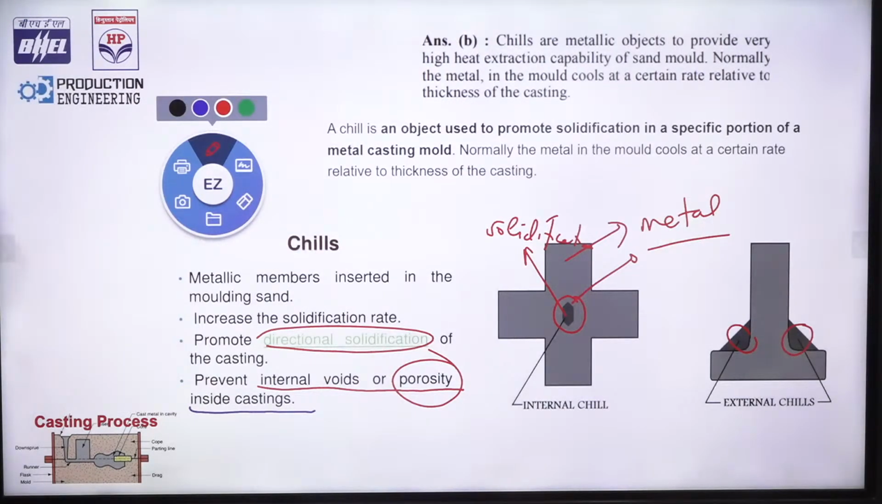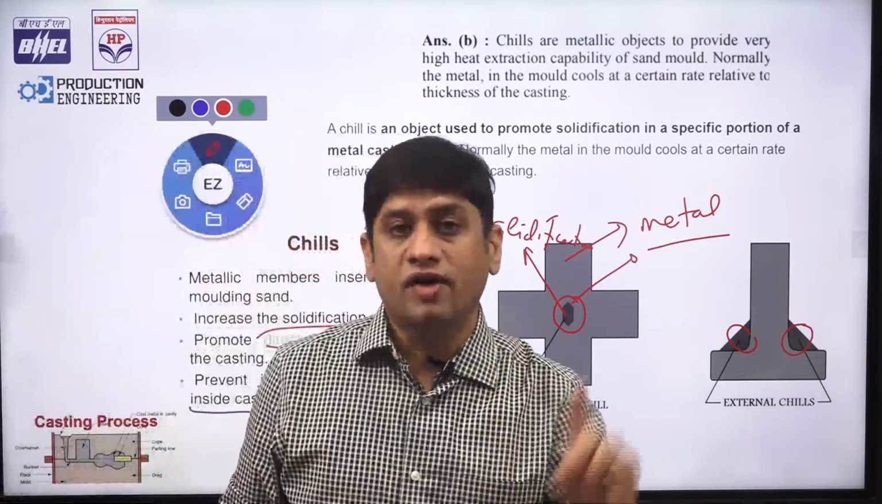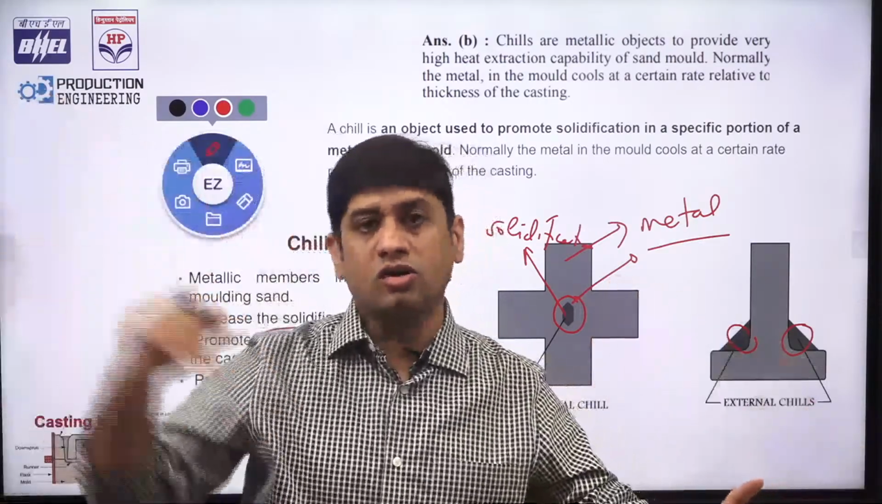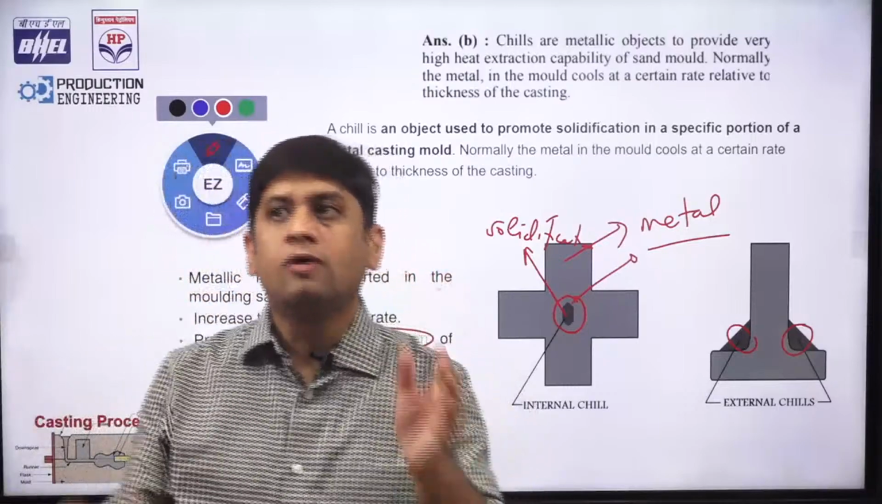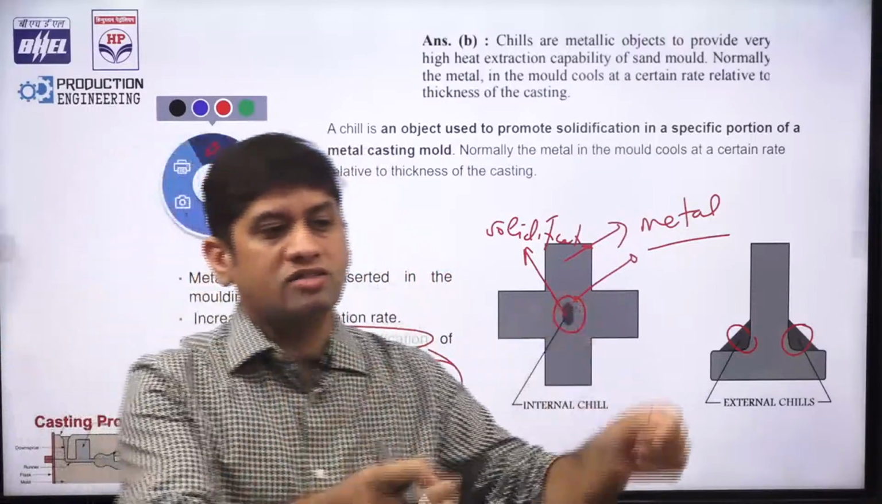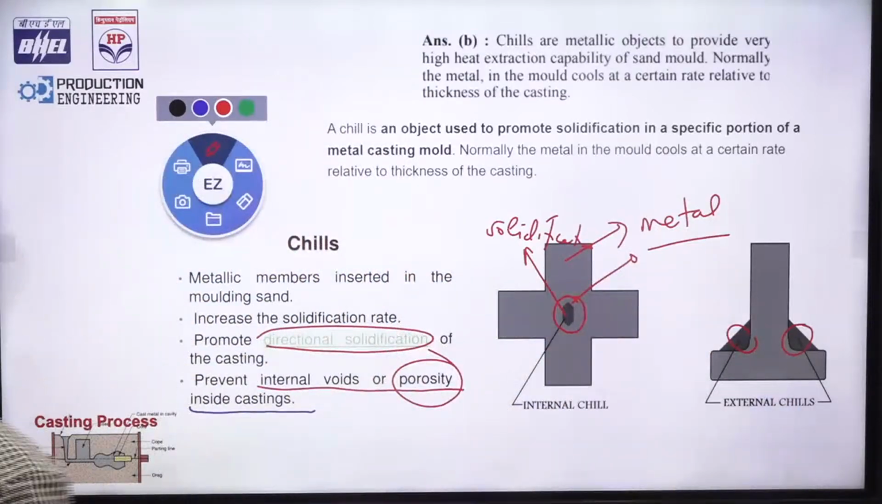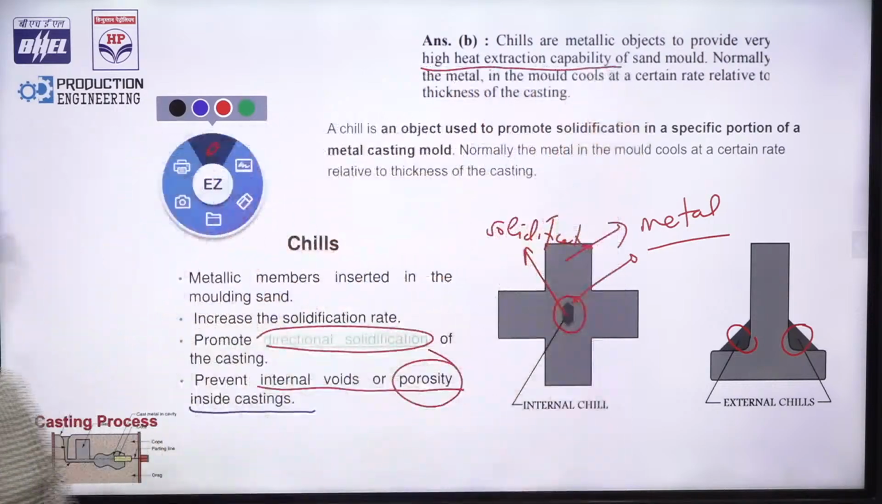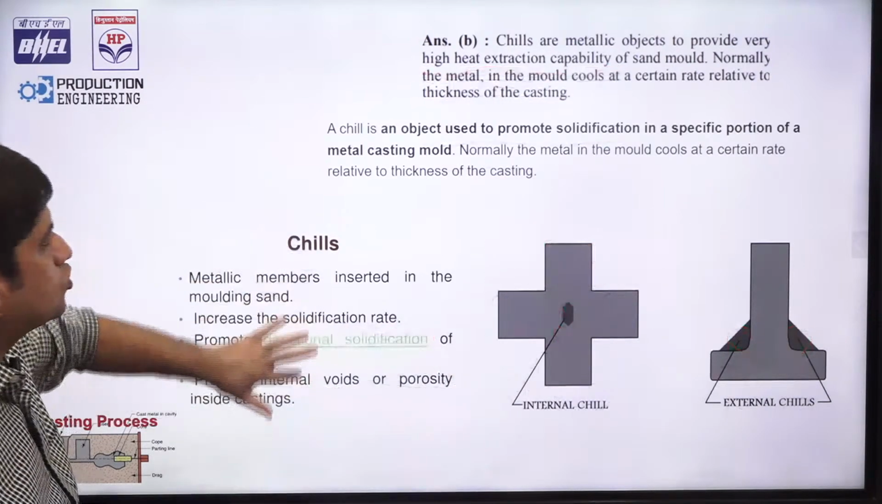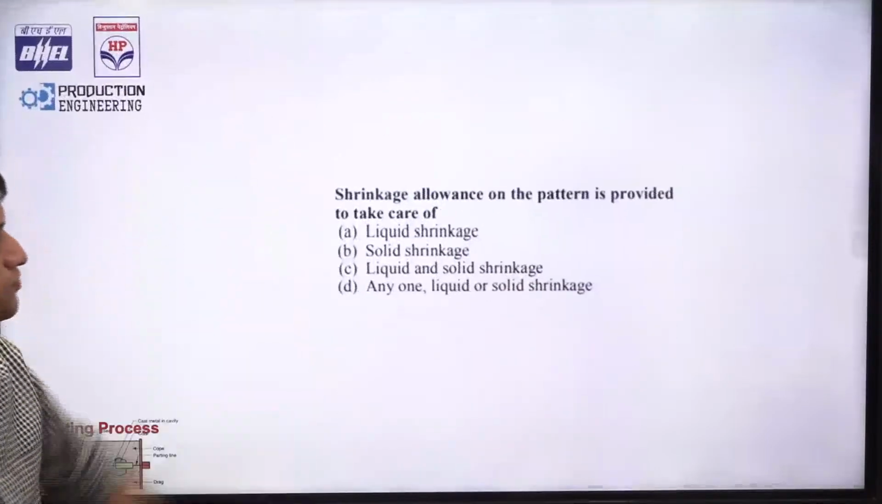If chill is not provided, which of the following casting defects can be there? Hot tears, rat tail, or some kind of swab, or porosity. So you should know, if you do not provide the chill, what casting defect can appear. As I told you, that can be porosity. Internal void or porosity inside the casting can be there because of this. So they have very high heat extraction capability. They are made up of metal and they have very high heat extraction capability. Yes, voids or porosity are casting defects. So remember these two important pieces of information related to chills.